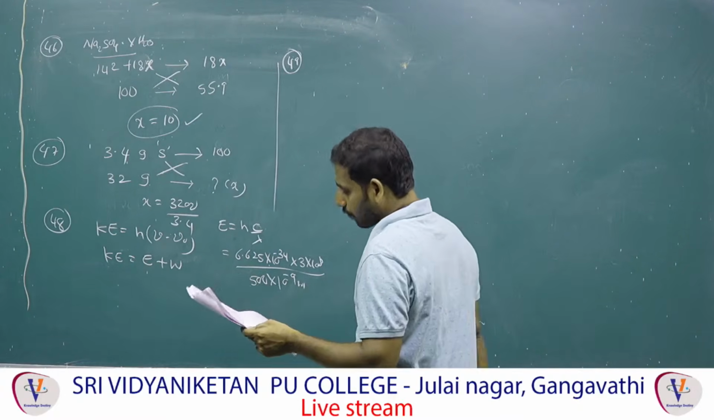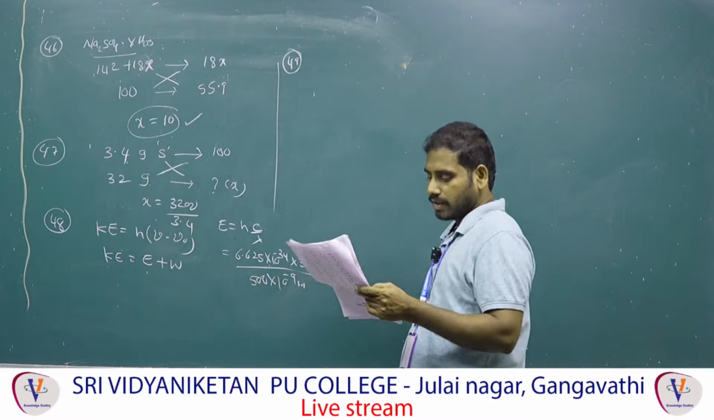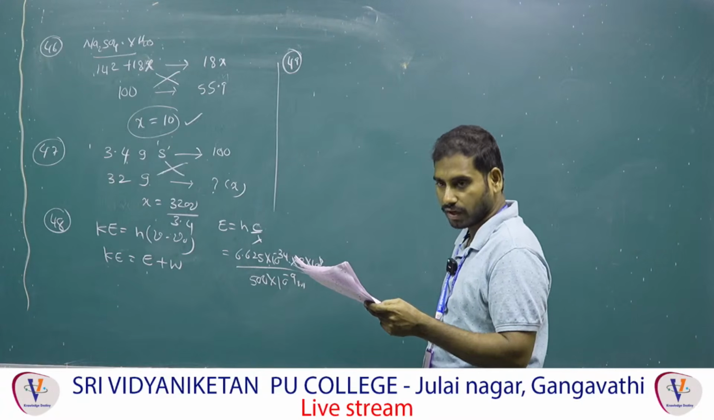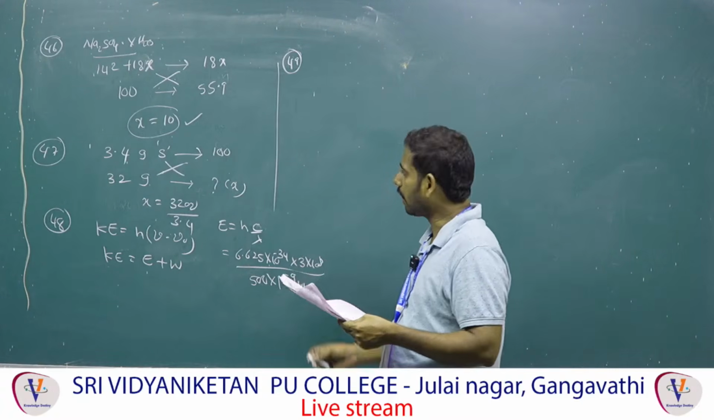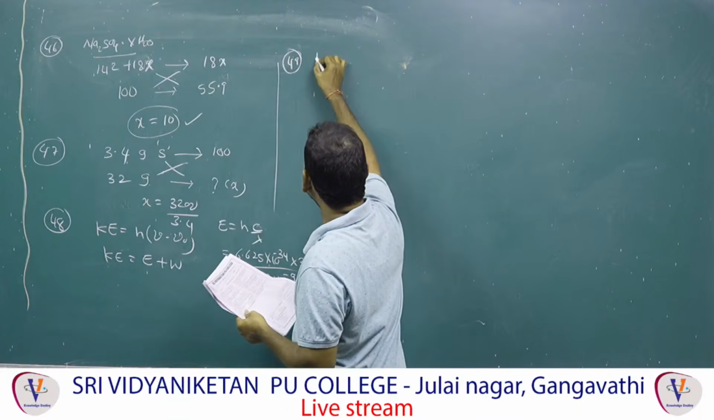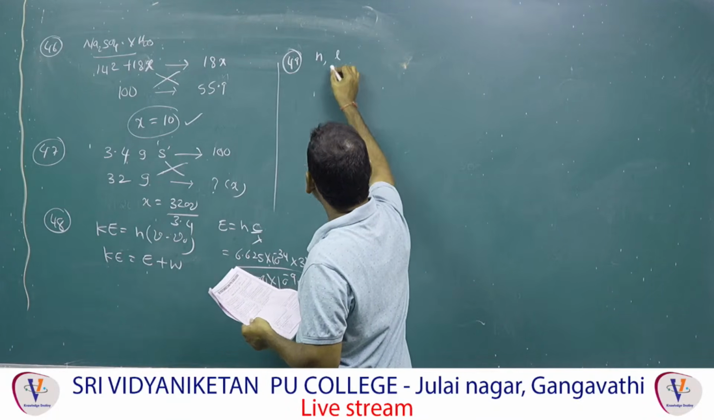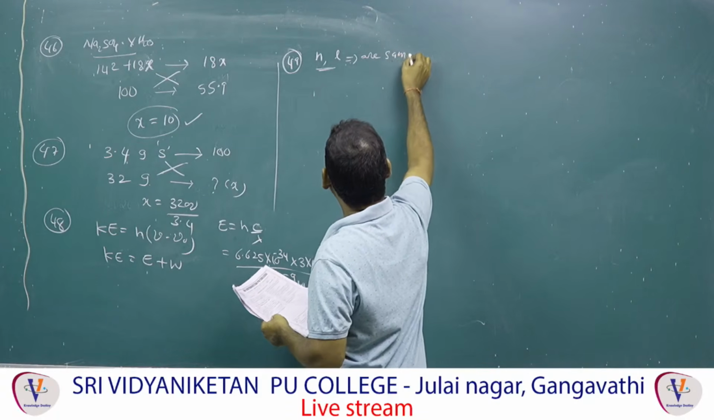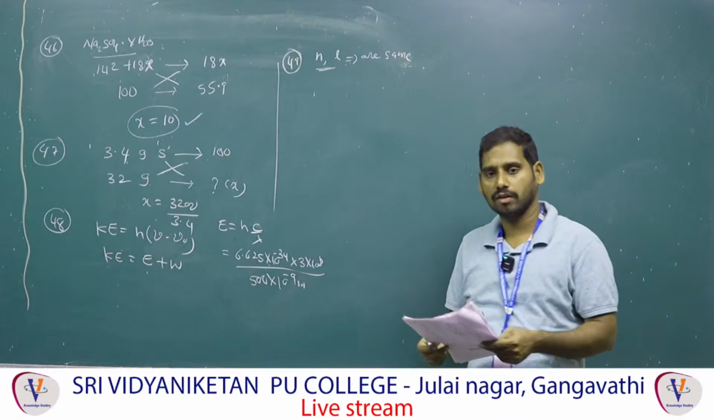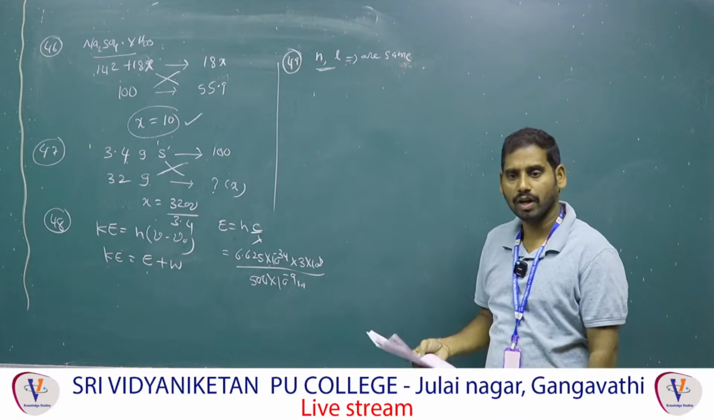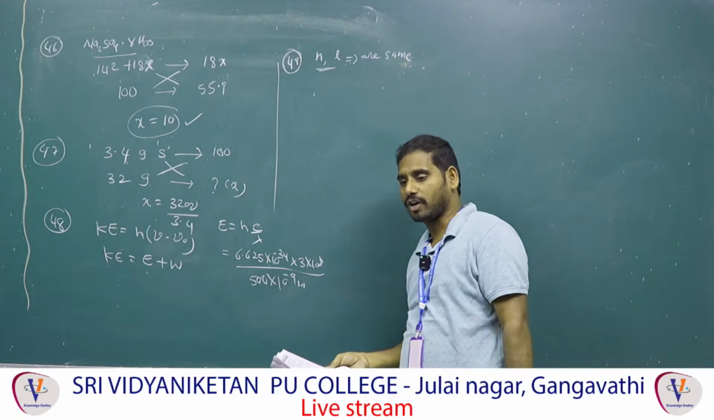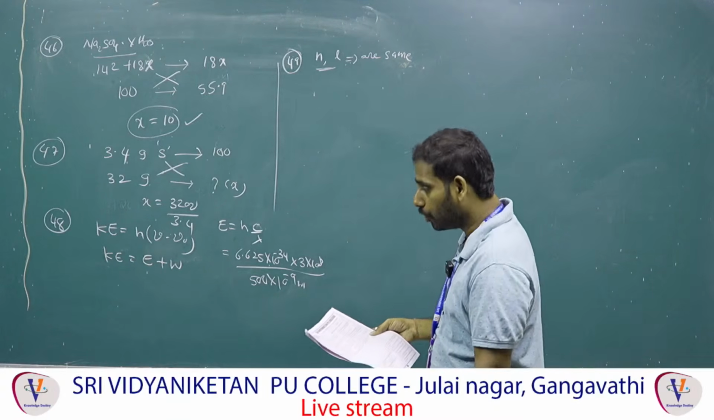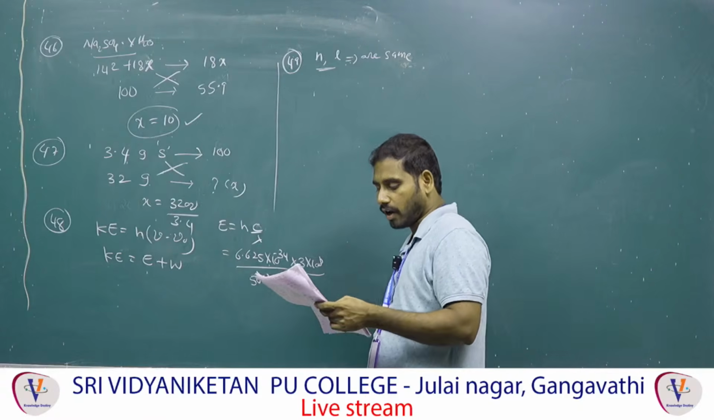Question number 49. Consider the following pairs of electrons present in degenerate orbitals. Degenerate orbitals means orbitals which have the same n and l values. Orbitals which have the same energy, same n plus l value, are called degenerate orbitals.